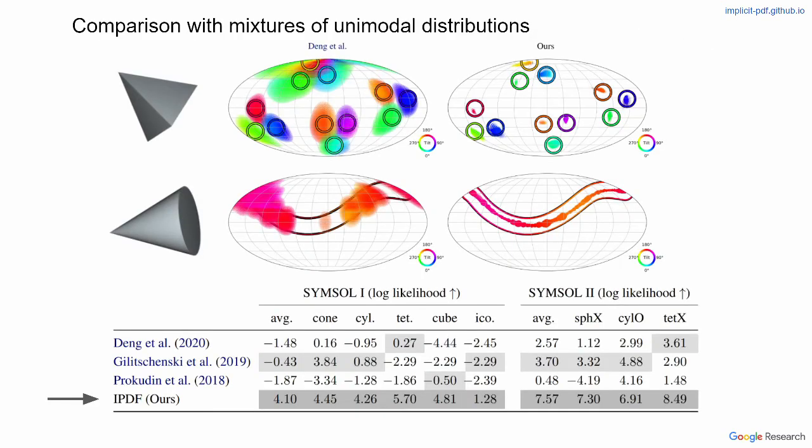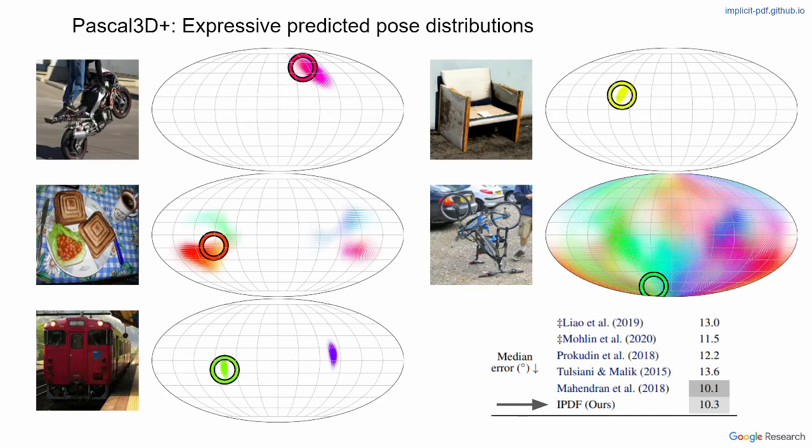We compare with Deng et al., which predicts a mixture of unimodal Bingham distributions. The individual Bingham modes fail to adequately cover the continuous symmetry of the cone. By contrast, Implicit-PDF sharply captures all symmetries. By using the mode of the predicted distributions, Implicit-PDF is competitive with state-of-the-art on the challenging Pascal3D dataset of real images exhibiting ambiguities and near symmetries.